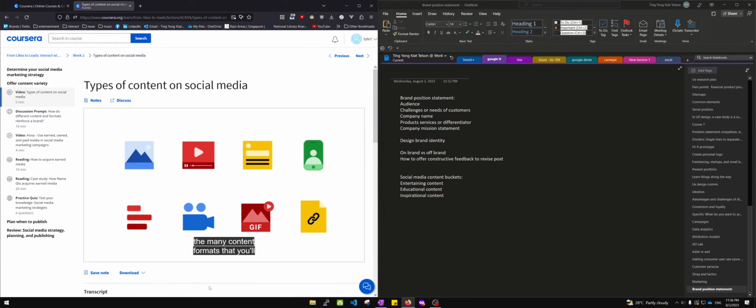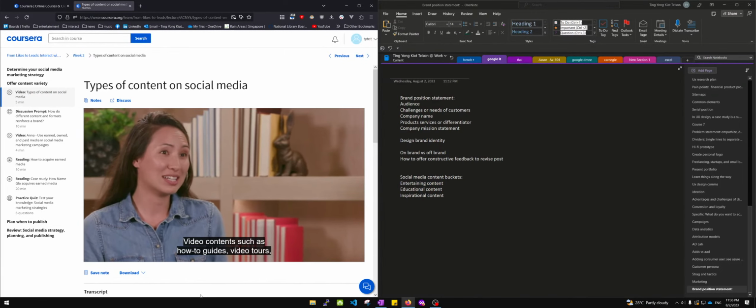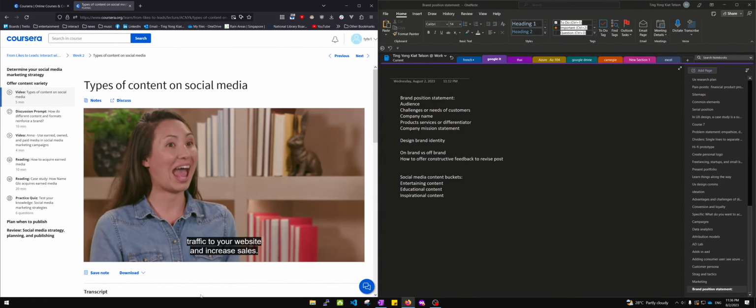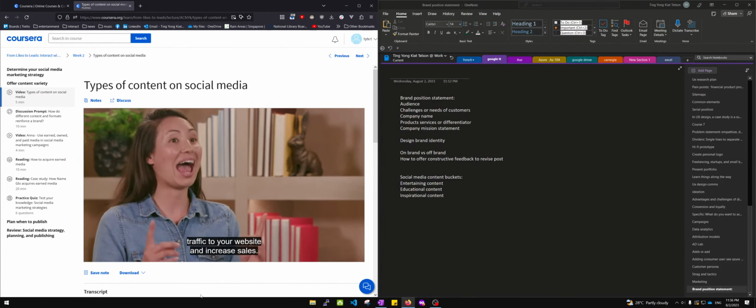Videos can be a great format for grabbing your audience's attention, and they're easier to consume than a lot of text. With smartphones, capturing videos is easy and convenient, and they're also more engaging than pictures. Video content such as how-to guides, video tours, and product demonstrations can both drive traffic to your website and increase sales.